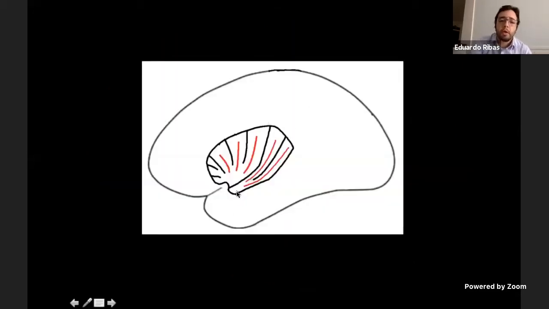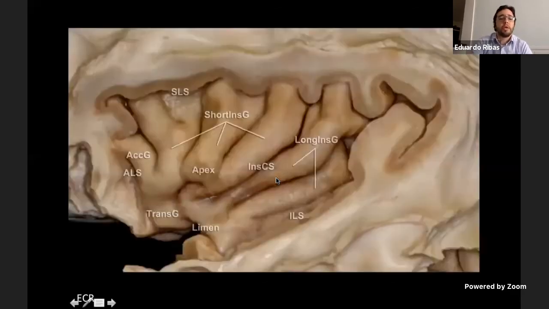If we see the insula, Dr. Matthias showed us that it has two compartments, one anterior and one posterior. The anterior is made by short insular gyri that will converge towards an apex, and the posterior compartment is made by long insular gyri that will not reach the apex, and between both compartments we have the insular central sulcus. Anteriorly we have the limen insulae. Just to review here, anterior limiting sulcus, superior limiting sulcus, and inferior limiting sulcus, separating the insular surface from the rest of the brain.